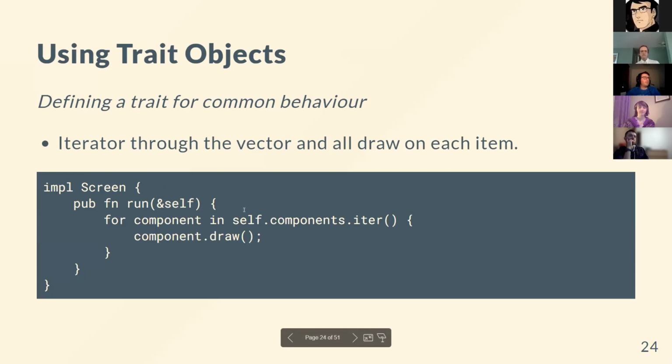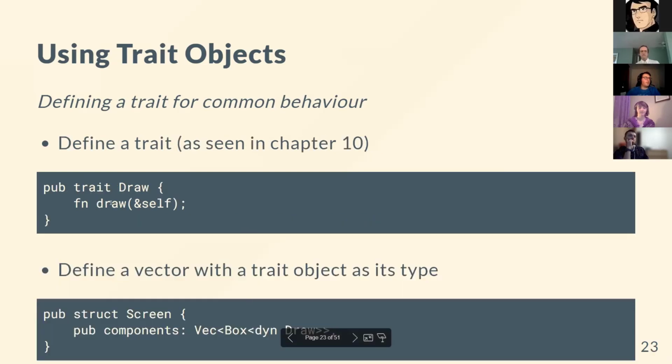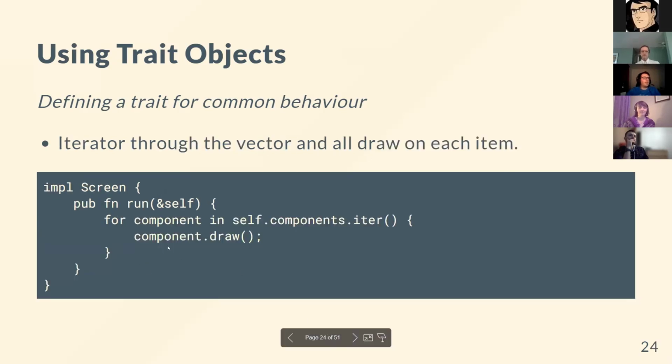Yeah, so this is just continuing on with the code example from above. So if I just go back. Yeah, so we're defining our trait, we're defining our vector of dynamic Draw, and we want to be able to just go through our list of components, regardless of what type they are.